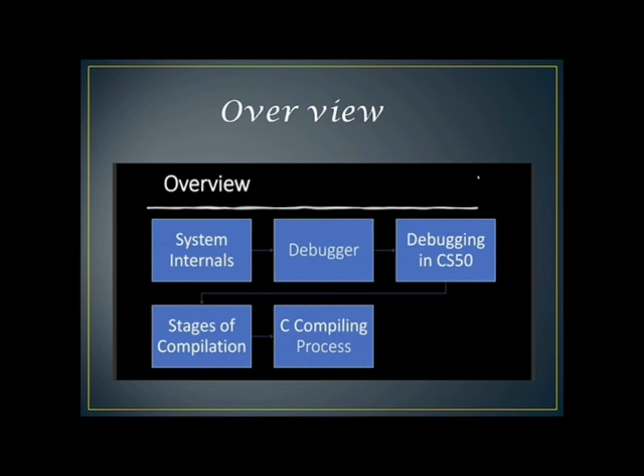We'll start by exploring how computer systems operate internally, then move on to understanding debugger tools like GDB and the art of debugging in CS50. Finally, we'll unravel the intricate stages of compilation from pre-processing to linking, shedding light on the complexities of the C compiling process.